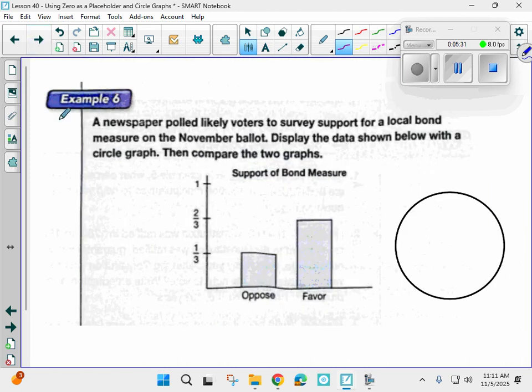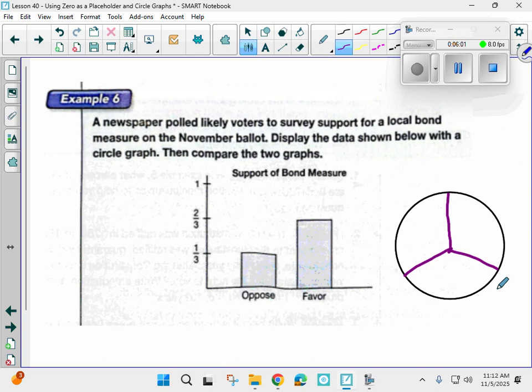Okay, the newspaper polled likely voters to survey support for a local bond measure on the November ballot. Display the data shown below with a circle graph, then compare the two graphs. So we have 1/3 who oppose and 2/3 who favor. Because it's in thirds, we would split our circle graph into thirds, okay? So draw a lovely circle in your notes, and you're going to make a peace sign, okay? Peace sign splits it into thirds. Doesn't have to be perfect.